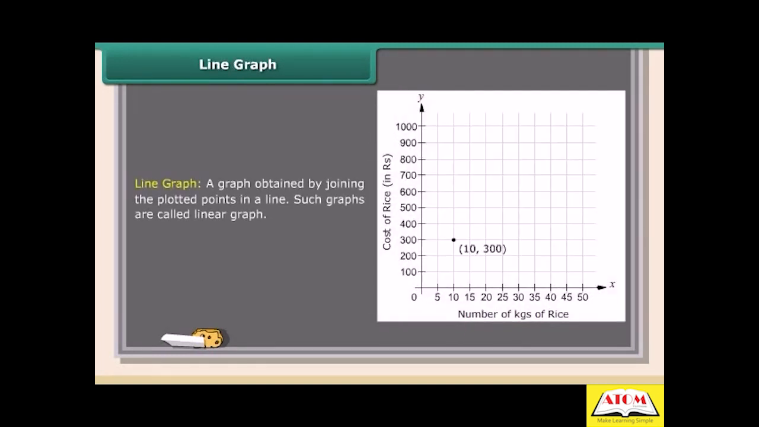Line graph. A graph obtained by joining the plotted points in a line. Such graphs are called linear graphs.